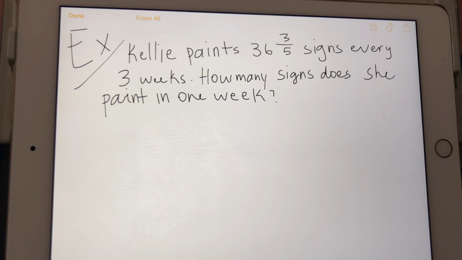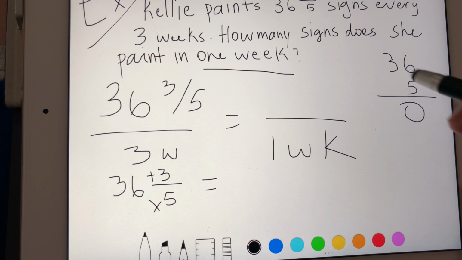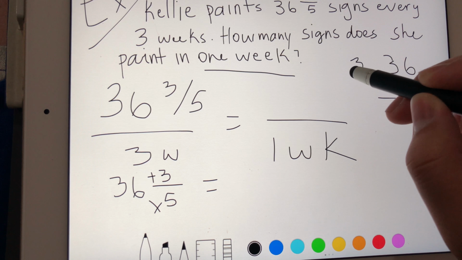If I have work here on the side, 36 and 3/5 is the same as 36 times 5 plus 3. 36 times 5 is 180, plus 3 is 183 over 5. And if I'm going to divide by 3, I can also multiply by 1/3. And this would equal 183 over 15 as your answer.